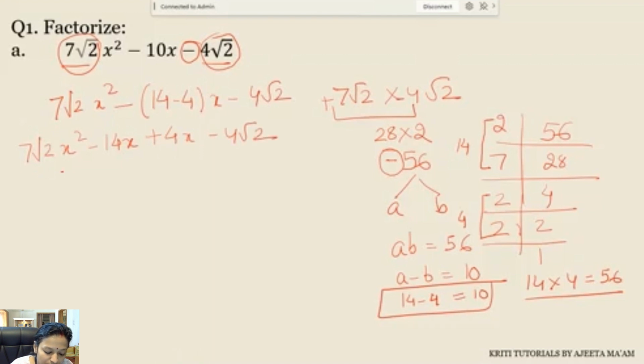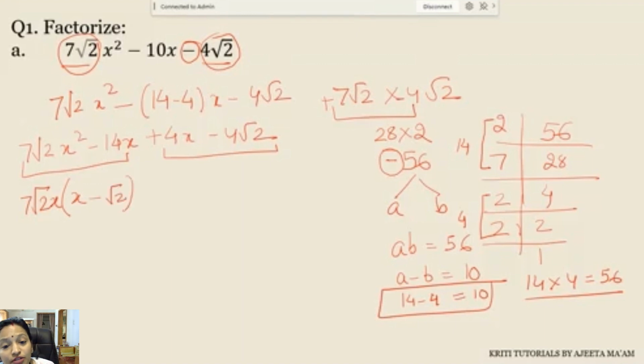Now we will make the pairs. We will do the grouping of two terms and then we are going to do factorization. Now what is common in 7 root 2 and 14? Just check. That is 7 root 2 common. And from the variables what is common? X. Correct? So what will you get? X minus root 2. Few students might not be clear with 7 root 2. Now I will just explain it in short.